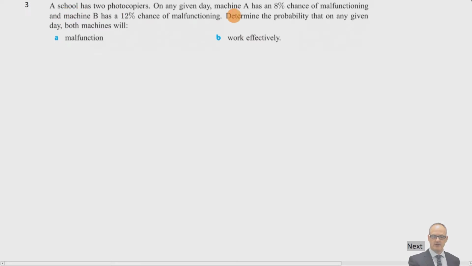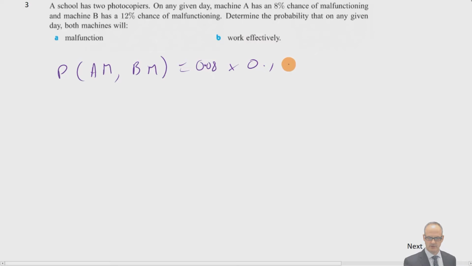Right, last one here. All these questions were assuming independence. Machine A has an 8% chance of malfunctioning. Machine B has 12% chance of malfunctioning. We're assuming that machine A cannot affect machine B. Determine the probability that on any given day both machines will malfunction. So the probability that A malfunctions followed by B malfunctions is going to be 8%, or 0.08 is a better way of doing it, times 0.12. And that comes out to be equal to 0.0096 when we use our calculator.